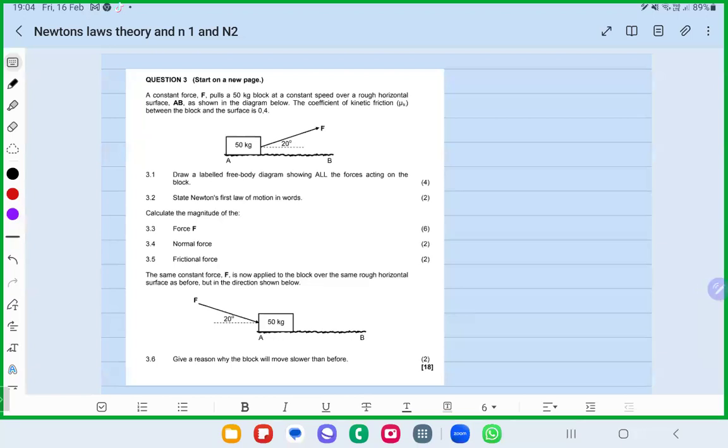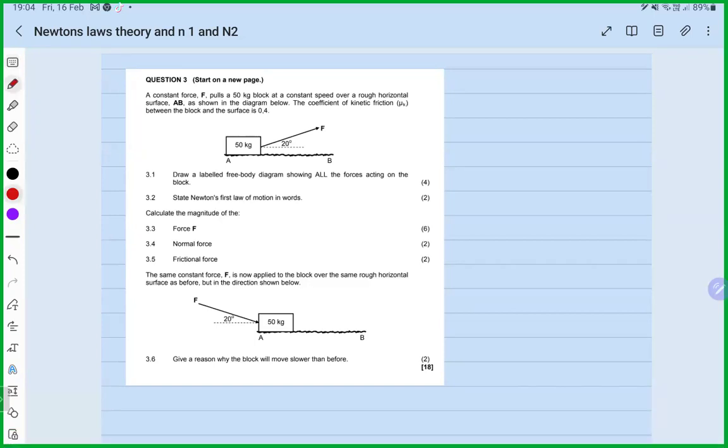Right, a constant force F pulls a 50-kilogram block at constant speed. And that's the key word we're going to basically deal with here. Constant speed. What does constant speed actually imply, anyone? It implies that the net... Very good. It means that the net force acting on the object is going to be 0.